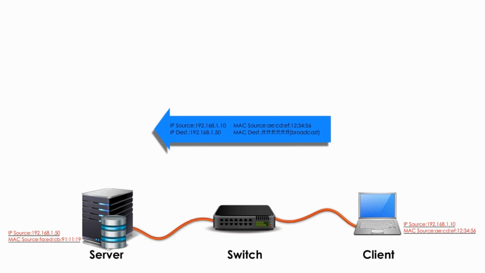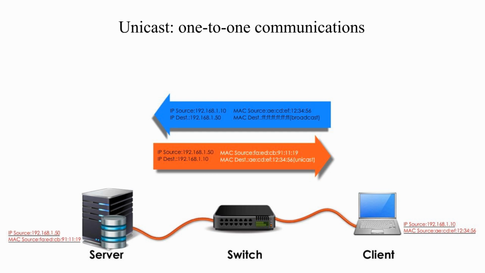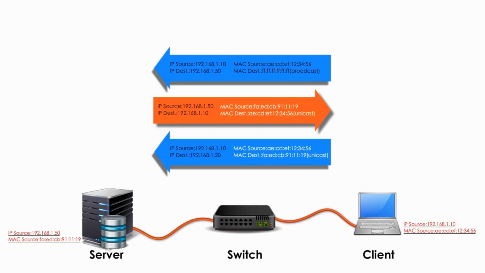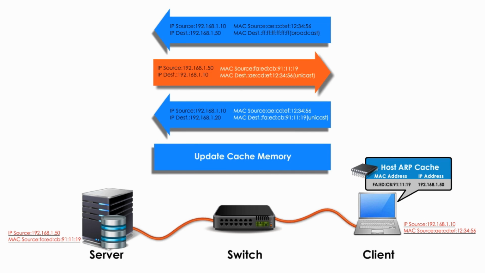Step 2. When the server hears the message, it sends a unicast message, not a broadcast, to the client because the destination IP address and MAC address belong to the client. Step 3. The client gets the server's MAC address and it then sends the server a request. At the same time, the client updates the ARP cache table for future reference.